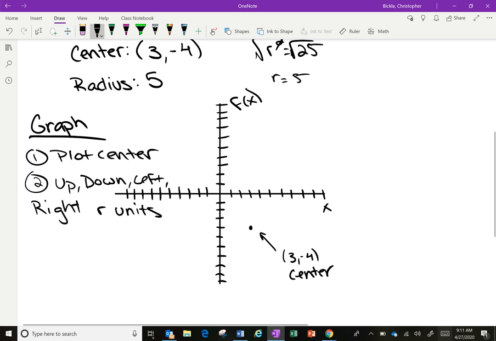So from right here, I'm going 1, 2, 3, 4, 5. I'm going to put a point right there. We go down 5: 1, 2, 3, 4, 5. I'm going to put a point right there. And then the other two directions, 1, 2, 3, 4, 5. And now if I'm drawing this by hand, guys, I'm just going to draw a circle through all of these.